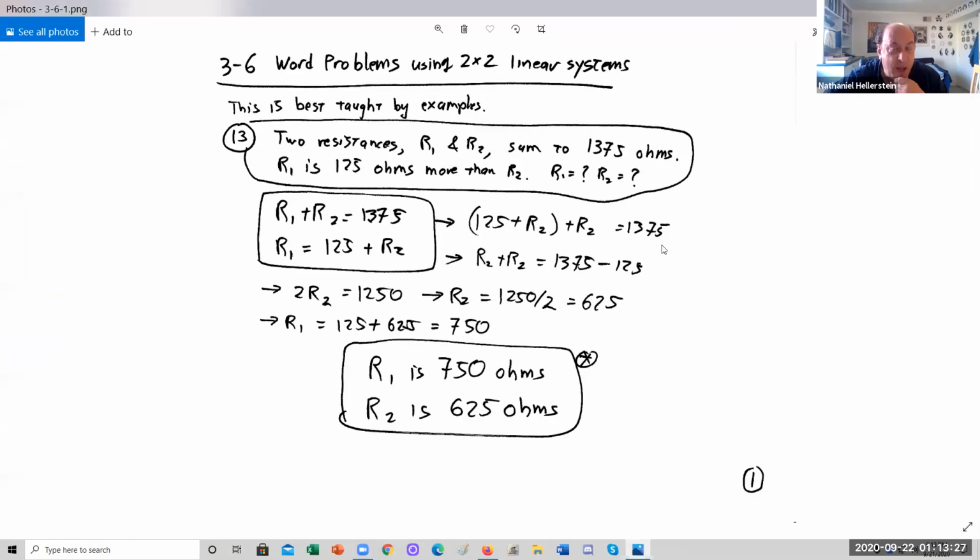All right, we talk about word problems using 2x2 linear systems. And of course, word problems are best taught by examples. So I go straight to the examples.